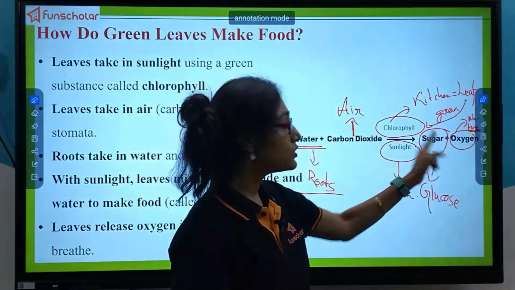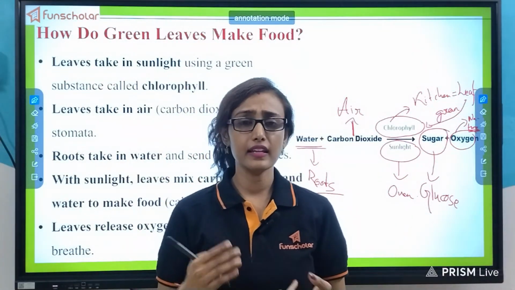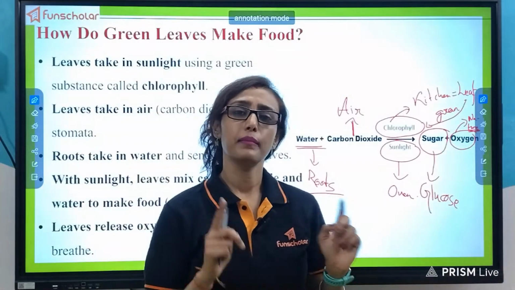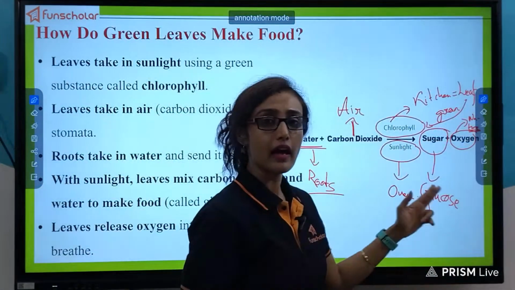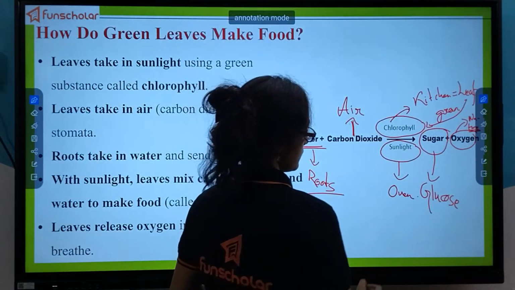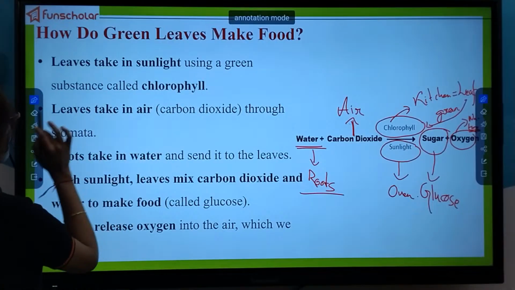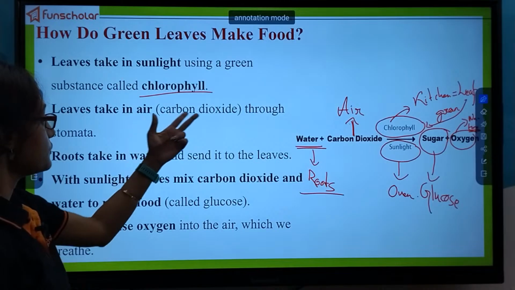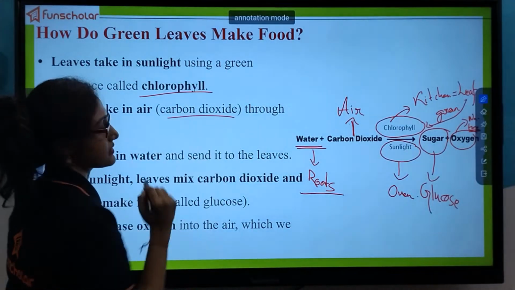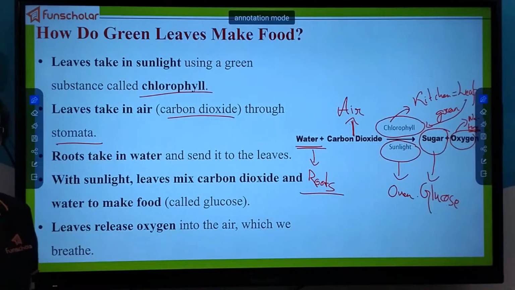And what is the food? We eat various kinds of food, rice, dal, chawal, biryani, etc. But plants eat only one type of food, that is sugar or glucose. Okay? See? Leaves take in sunlight using a green substance called chlorophyll. They take in air, which air? Carbon dioxide. Now you know the answer. What is it? It is stomata.